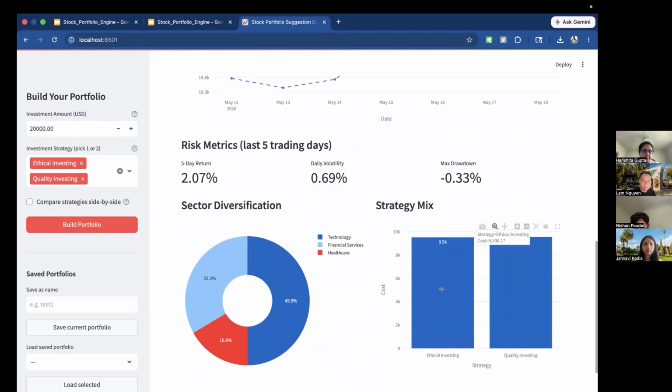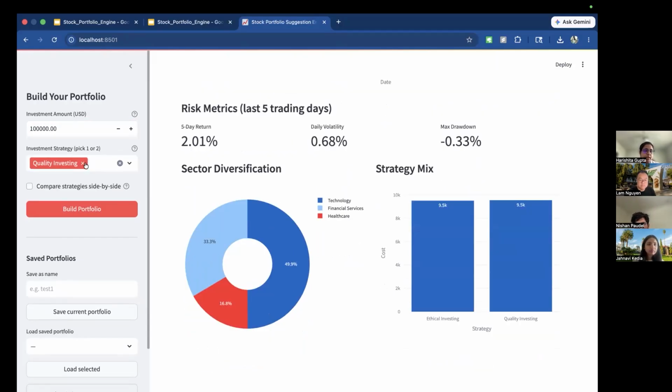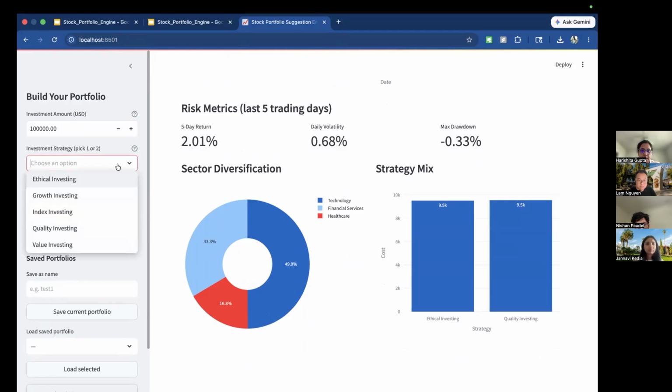So the next test case was about the large investment and growth. Test case 6 is a large investment win, where we will build a new portfolio and enter around $100,000. And we will select one strategy. So in one strategy, we are putting a large amount. We'll select growth here.